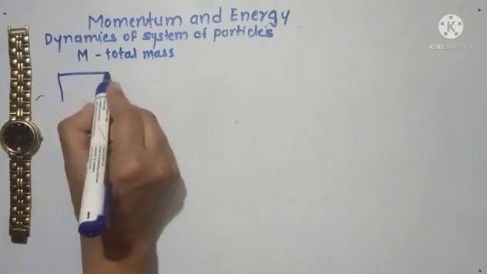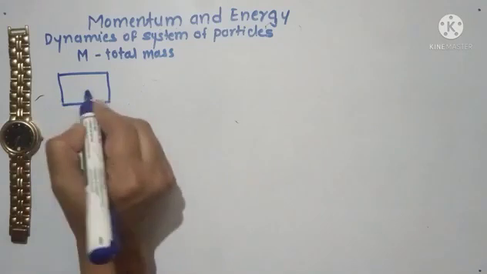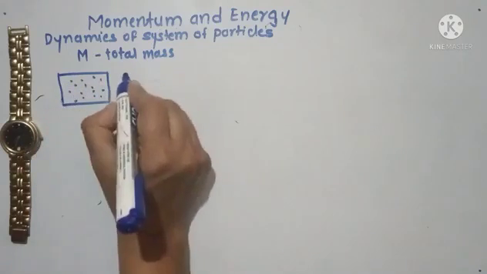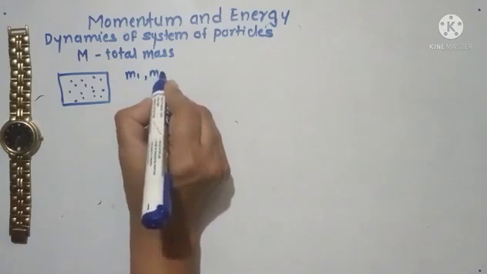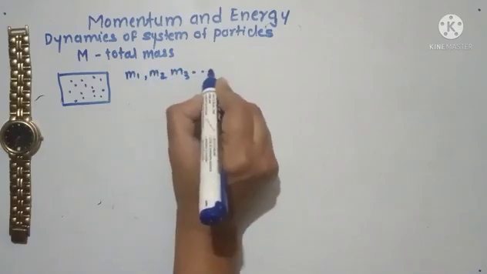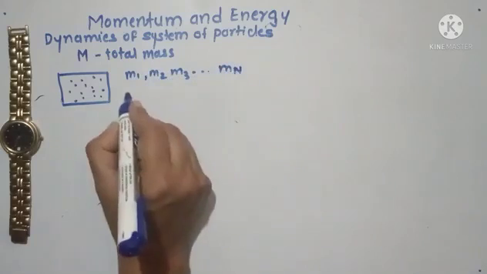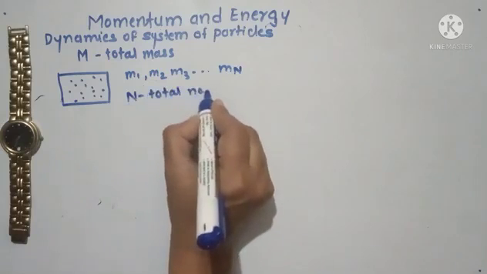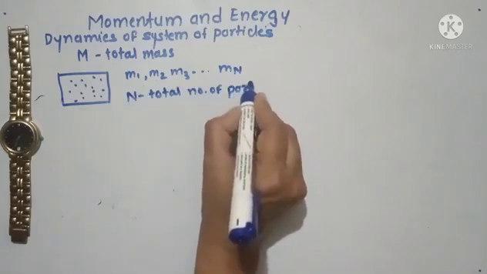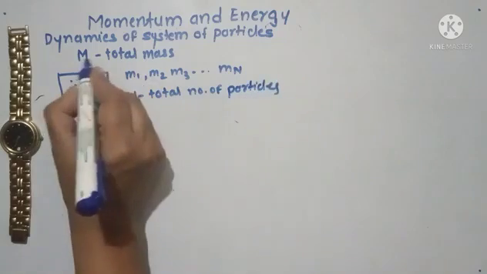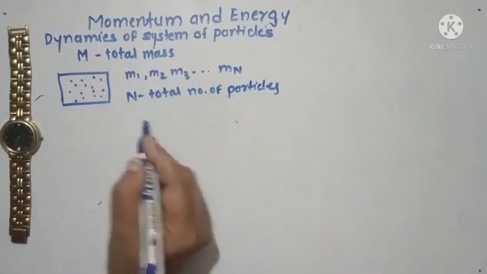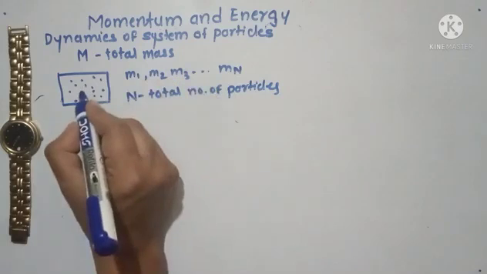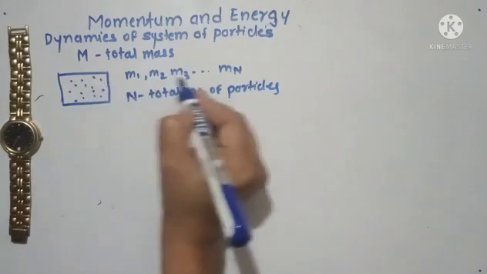Suppose this is a block. This metallic block is made up of very small particles, and let me call each particle m1, m2, m3 up to mn. It means that n is the total number of particles. So M is the total mass and n is the total number of particles. These m1, m2, m3 are the masses of particles 1, 2 and 3, like this.